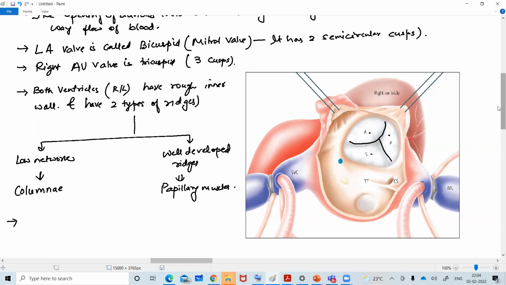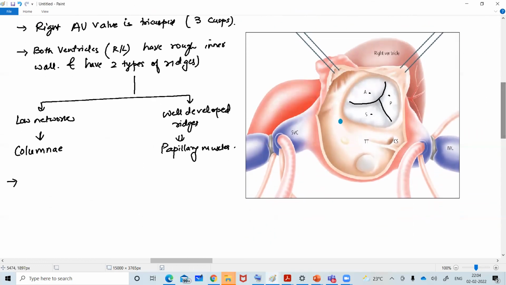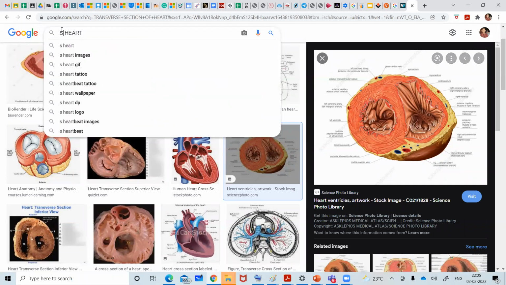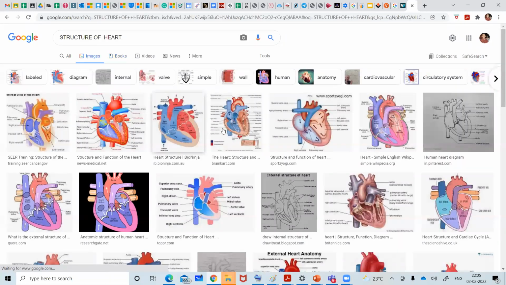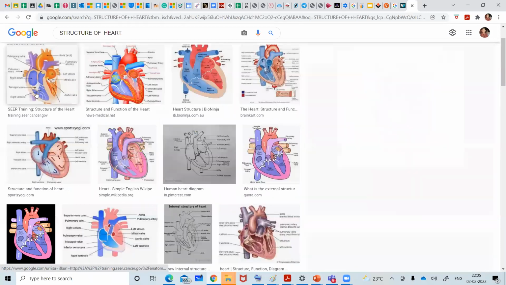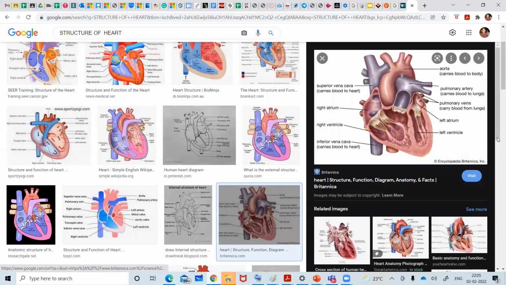So if I show you the diagram, wait, let me show you here. Structure of heart. Let me show you the big diagram. Yeah, this particular section. Let me copy this. Then we'll explain.